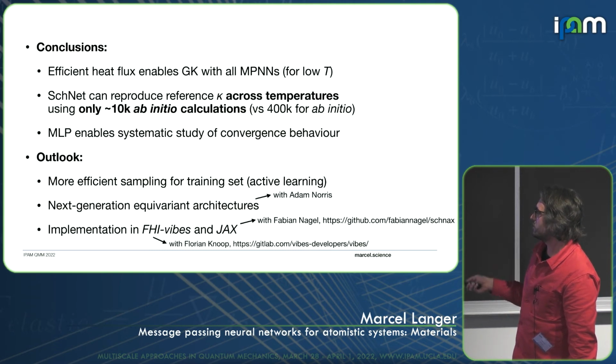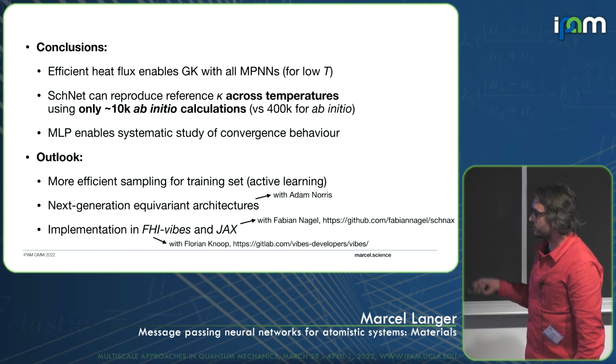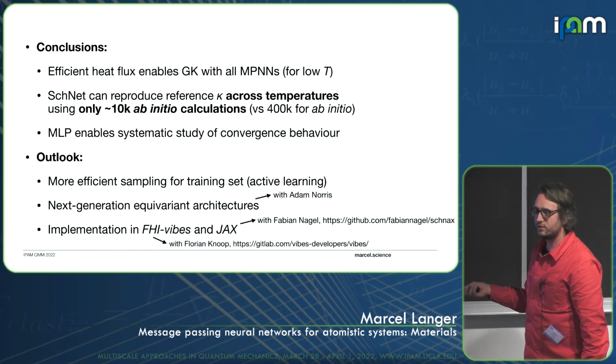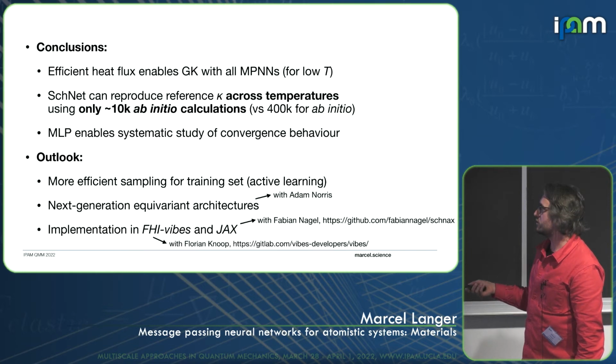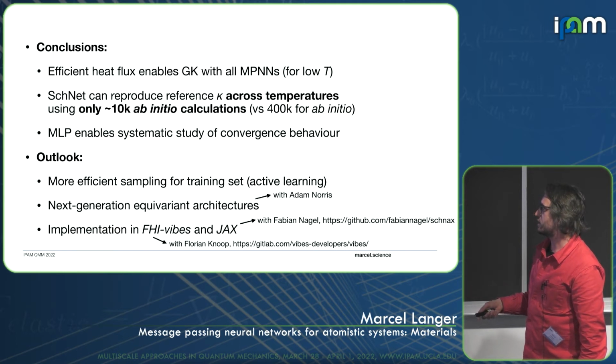All right, so that brings me to the conclusions just for this section, not for the whole talk. We can indeed reproduce the thermal conductivity. We have some heat flux formulation that allows us to do this with message passing neural networks, which is not so trivial. And having access to these potentials allows us to actually systematically study the convergence behavior.